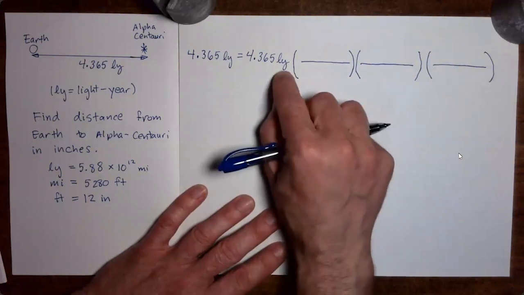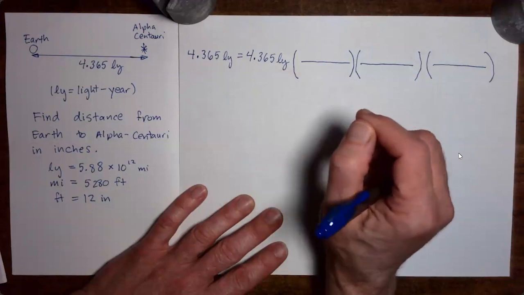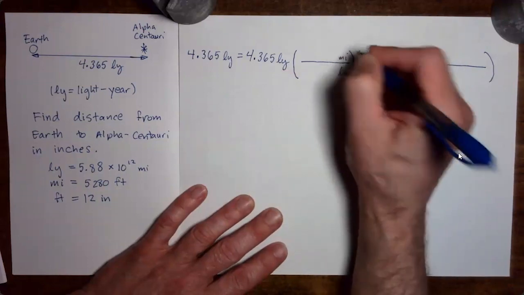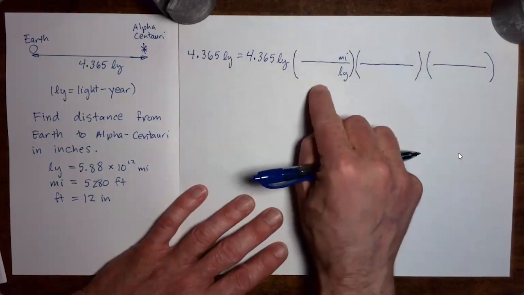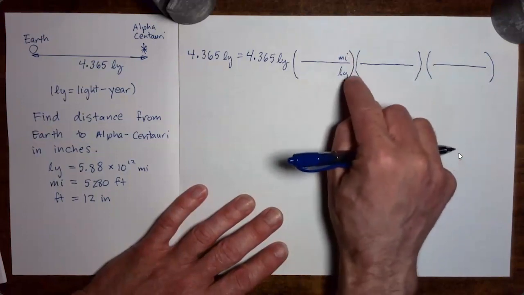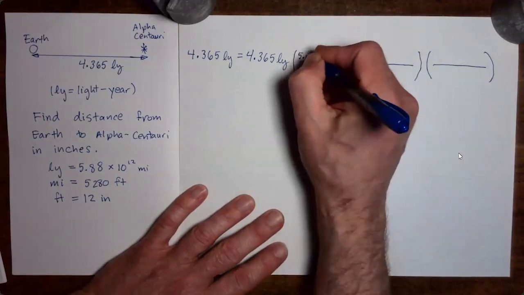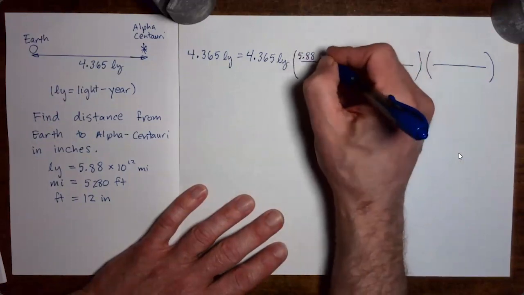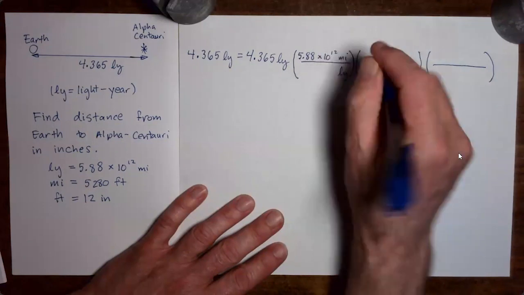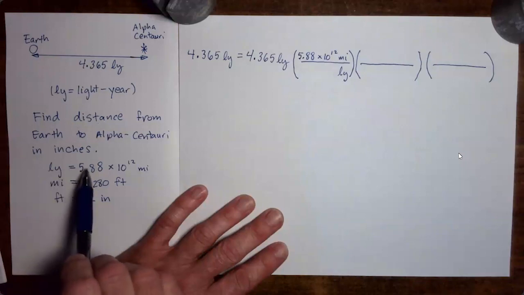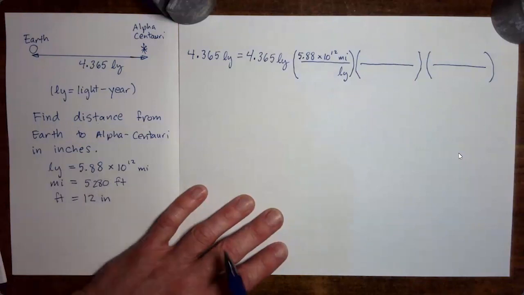Okay, so the first conversion factor will take us from light years to miles. So I'm going to put light years down here, miles up here. But the conversion factor needs to be equal to 1. Miles over light years is not 1. So how about I write 5.88 times 10 to the 12 miles over light years. This is equal to 1 because a light year equals 5.88 times 10 to the 12 miles.